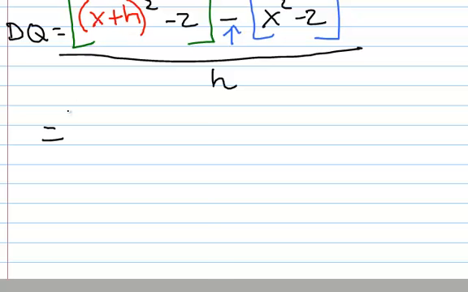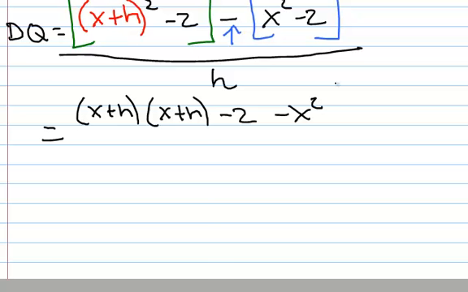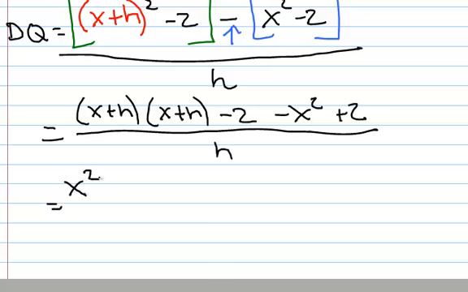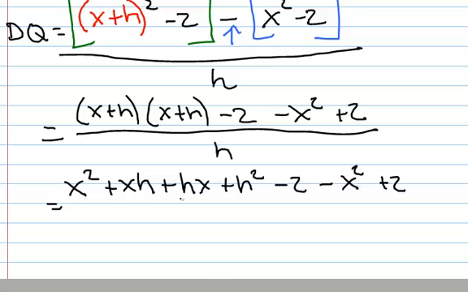Okay, so let's work some of this out a little bit. So x plus h squared, you'll recall that that's really x plus h times x plus h. And then I can go ahead and distribute the negative. So minus x squared, minus a minus is a plus, all over h. Order of operations says I have to multiply these two together. So we can FOIL that out. X squared plus xh plus hx plus h squared minus 2 minus x squared plus 2 all over h.